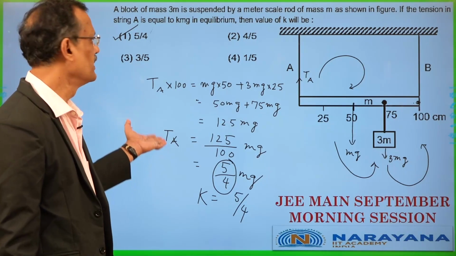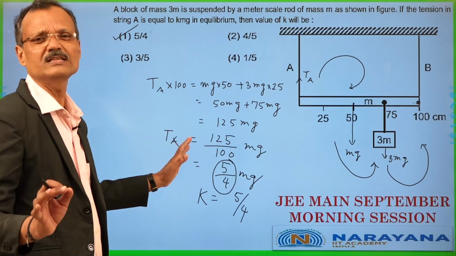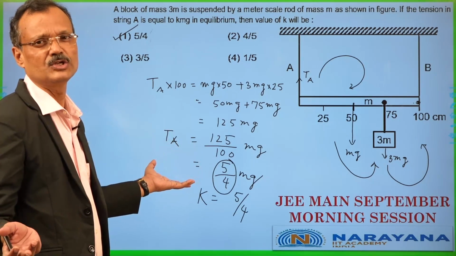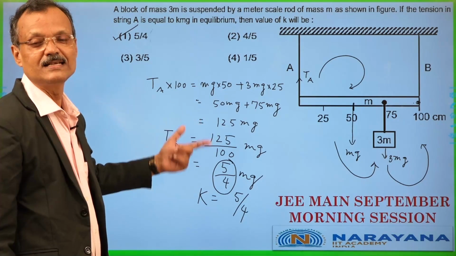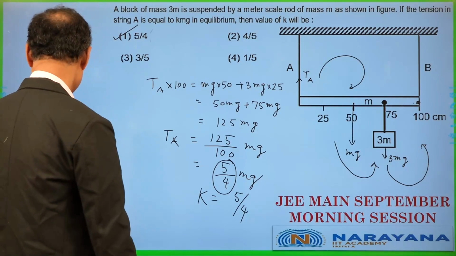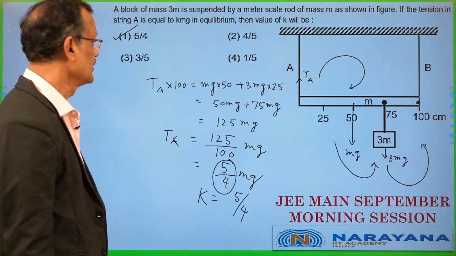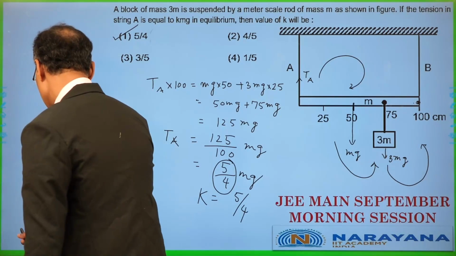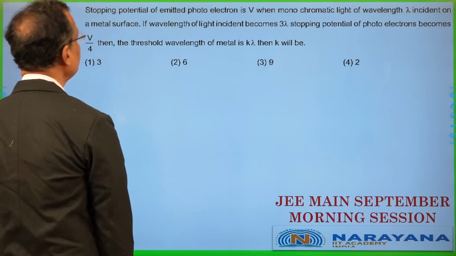Nothing I have done. Here you have taken the net vector sum of all the torques and made it 0. Better than that, I have taken anti-clockwise equal to clockwise torque or moment of forces. Even we have not used the vector concept of torque. Now, let us move to the next problem.